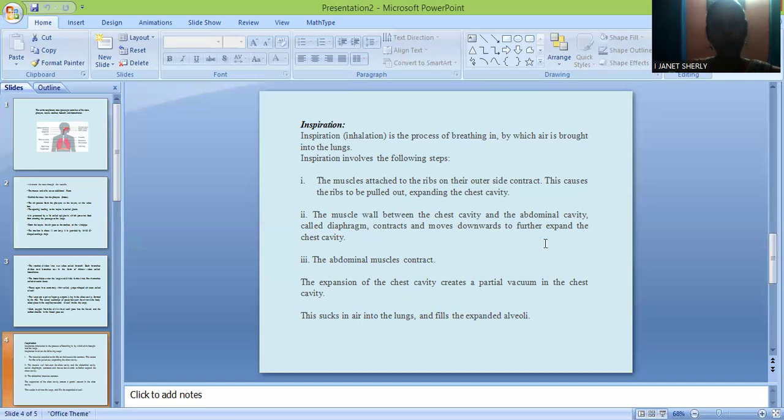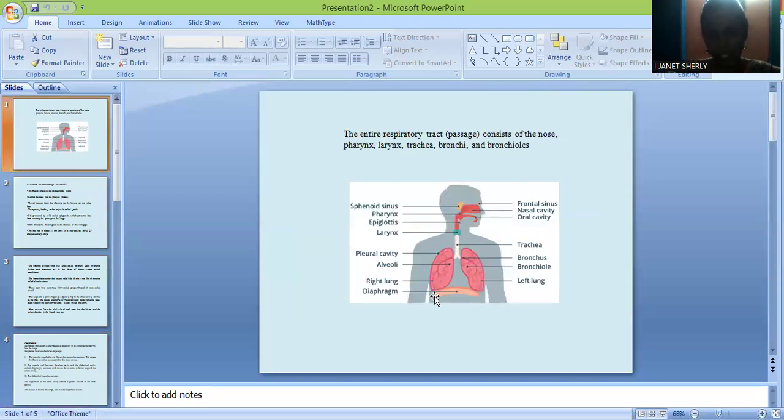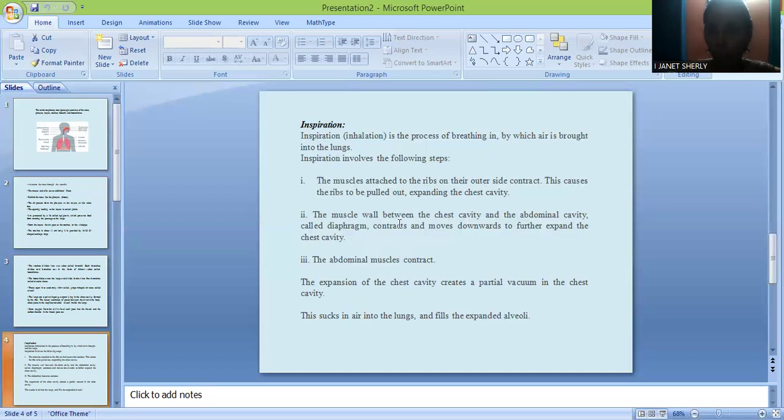Also, in the figure, we didn't talk so far about the diaphragm. This diaphragm is nothing but a wall between the chest cavity and the stomach cavity. So the muscle wall between the chest cavity and the abdominal cavity is called a diaphragm. And this diaphragm moves downwards when you inhale the air. So this further expands the chest cavity, which creates a partial vacuum. And this sucks in air into the lungs and fills the expanded alveoli. So this is the process of inspiration.